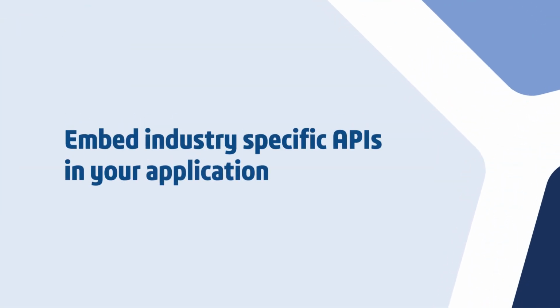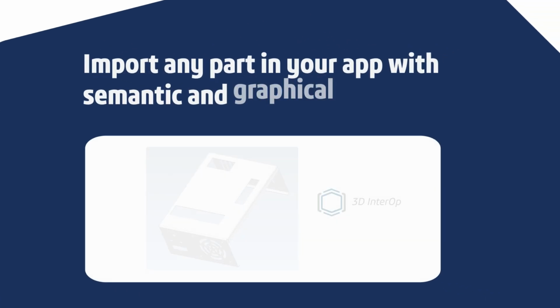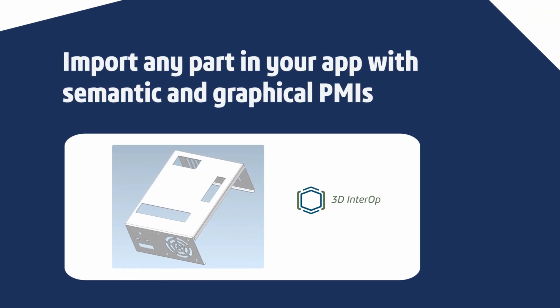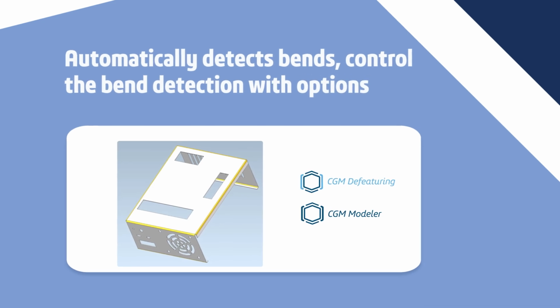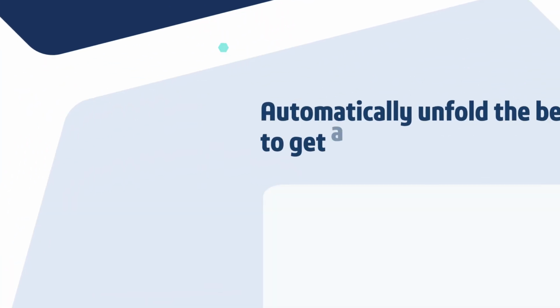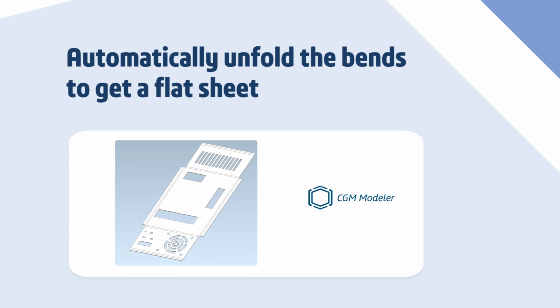Thanks to our SDKs, you can embed industry-specific APIs in your applications. Import any part in your app with semantic and graphical PMIs. Automatically detect bends on your parts. Automatically unfold the bends to get a flat sheet.